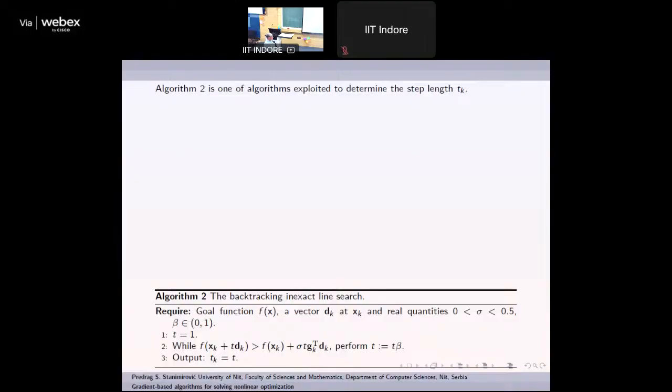Define sigma in this interval. Define beta, for example, 0.8. Then start the step size from 1, and verify until this criterion is satisfied, reducing the step size by beta. The first time we have the opposite inequality, stop. Inexact line search: reduce the goal function enough. Don't try to find the optimal rate.